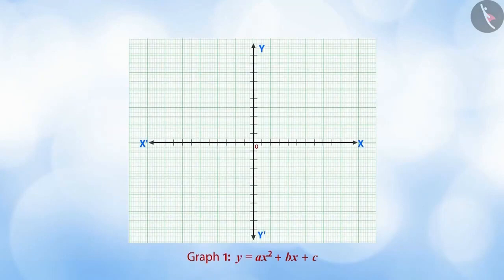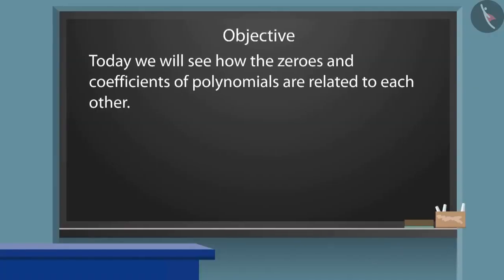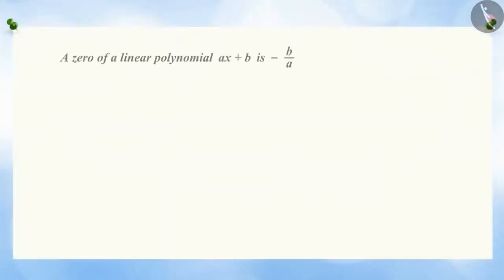Welcome to this video. So far, we have read about the geometric meaning of the zeros of polynomial. Today, we will see how the zeros and coefficients of polynomials are related to each other. In your previous class, you have learned that a zero of the linear polynomial ax plus b is negative b by a.